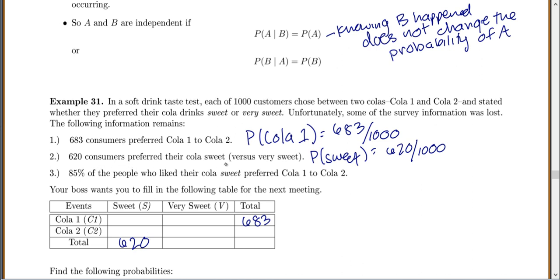85% of the people who like their cola sweet preferred Cola 1 to Cola 2. Let's see, so 85% of people who liked it sweet. So you do 0.85 times the number of sweet people, 620, which is 527. So 527 people who like Cola 1 and sweet.